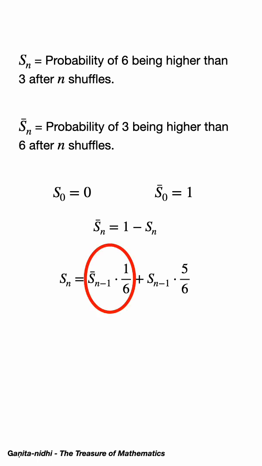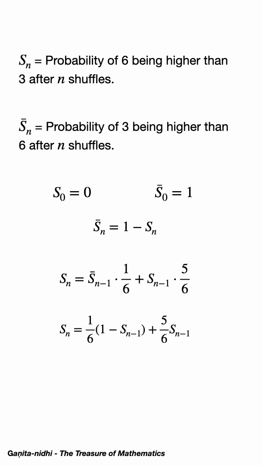Let's look at each of these terms. The first term corresponds to the probability of 3 being above 6 currently. Therefore, the probability that 6 is above 3 after a shuffle is the probability Sn minus 1 bar multiplied by 1 by 6. The second term corresponds to the probability of 6 being above 3 currently. Therefore, the probability of 6 being above 3 after a shuffle is the probability Sn minus 1 multiplied by 5 by 6. Remember that we can express Sn minus 1 bar in terms of Sn minus 1.